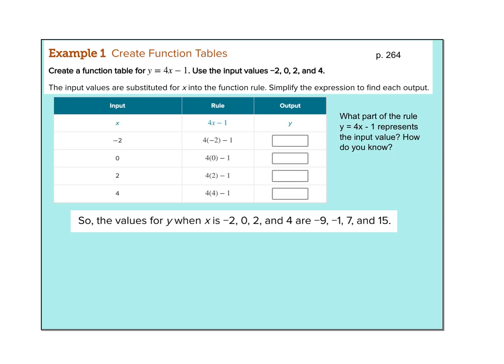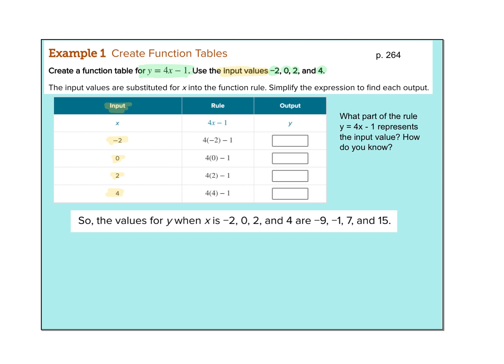All right, let's look on page 264 at example 1. It says, create a function table for y equals 4x minus 1. Okay, so there is my rule. And it tells us to use the input values -2, 0, 2, and 4. So it actually tells us what to use for the inputs. Now remember, input is just another name for x values. Okay, so they made an input-output table for you. So they put the inputs here, and they plugged in -2, 0, 2, and 4.